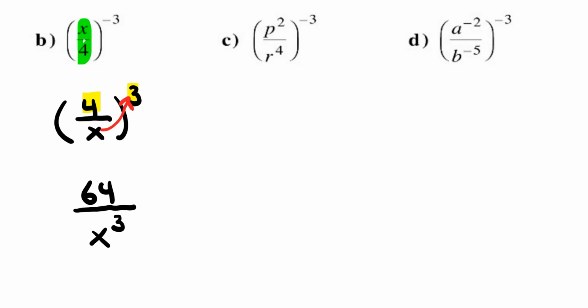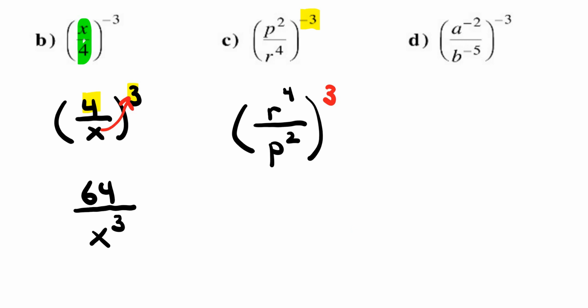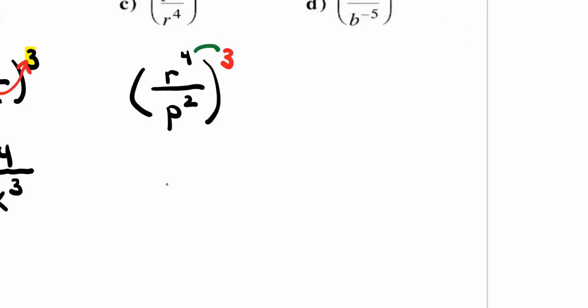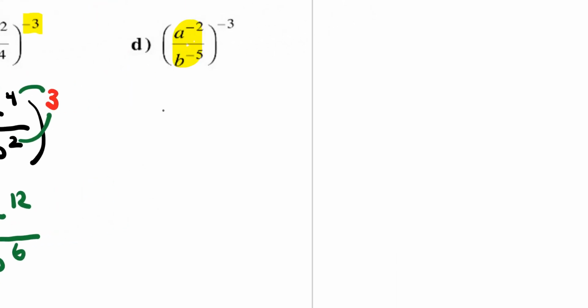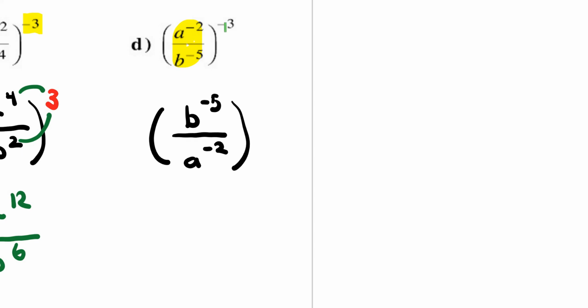Okay, we have another negative power here. So let's flip the fraction on the inside. So r to the power 4 divided by p to the power 2. All to the power of 3 there. Okay, this isn't bad. We just multiply the powers now. This is r to the power 12 divided by 2 times 3, which is 6, which is p to the power 6. All right, so r to the power 12 divided by p to the power 6. Next one here, let's flip the fraction. So this is b to the power negative 5 divided by a to the power negative 2. And then we can change this negative 3 to a positive 3.